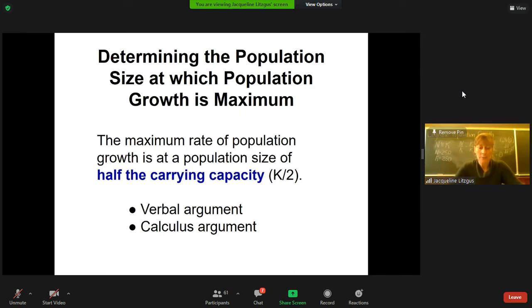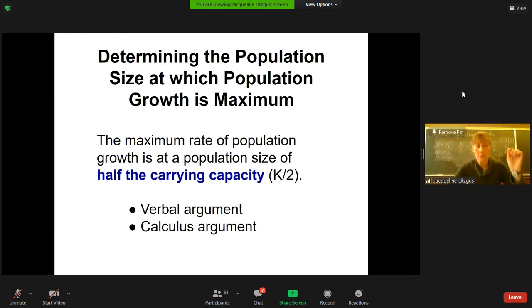So again, we're going to look at why half of carrying capacity is when the growth rate of the population is maximized. From the verbal argument, we're going to talk about when the population is really small, when the population is really big, and what happens at that middle point.